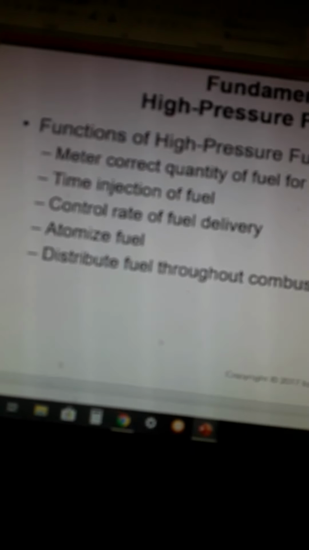So let's talk about the fundamentals of high pressure fuel systems. Functions of the high pressure fuel system: we have to meter the correct quantity of fuel for injection. Remember, on a diesel engine, we don't regulate how much air goes into the engine like gasoline with the throttle plate. We put in the right amount of fuel to get the speed that we want. So we have to meter the correct quantity of fuel with our fuel system.